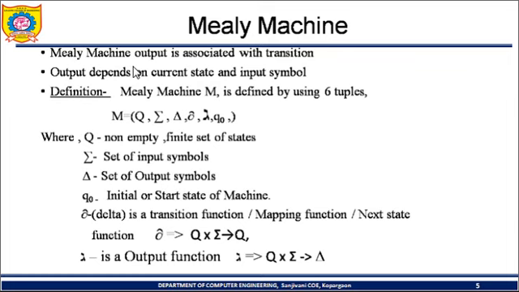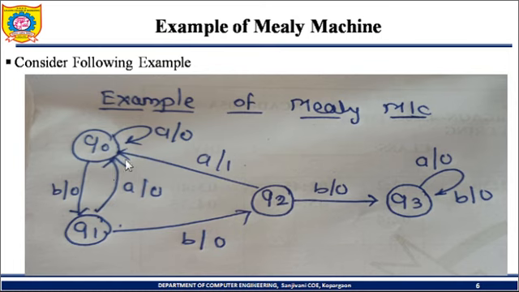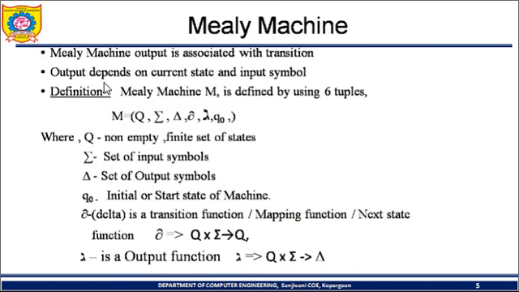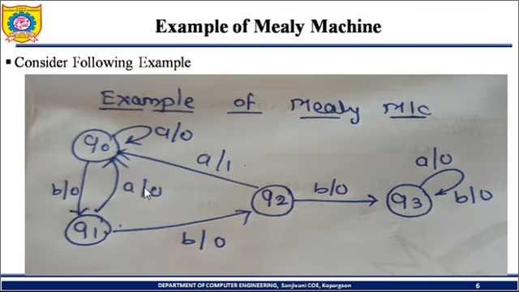In case of the Mealy machine, output is associated with the transition. Here you can see one example in which output is associated with the transition: input A is there and output is 1, input B is there and output is 0. Output depends on the current state and current input symbol, and these decide the output. Let us consider this one: Q0, after receiving A as input, will give the output 0.